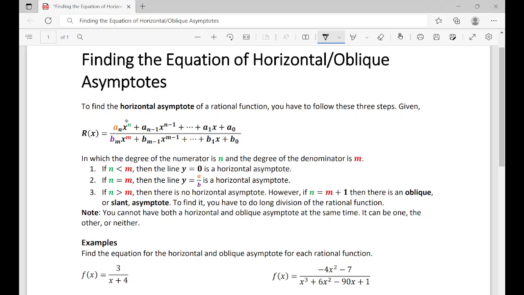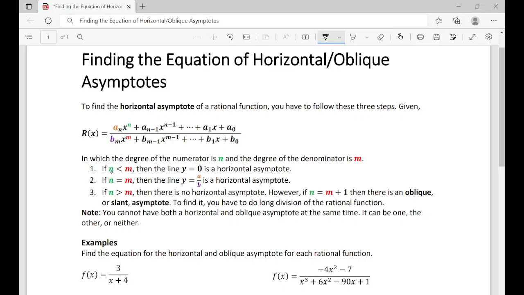All you really need to be focused on is the leading term of the numerator and the denominator, the leading term at the top and the bottom. That's all you need to be focused on. The rest is irrelevant for a horizontal asymptote. So, given the rational function in this form, in which the degree of the numerator is n, the green n up here, and the degree of the denominator is m, the red m down here, these are the 3 steps.